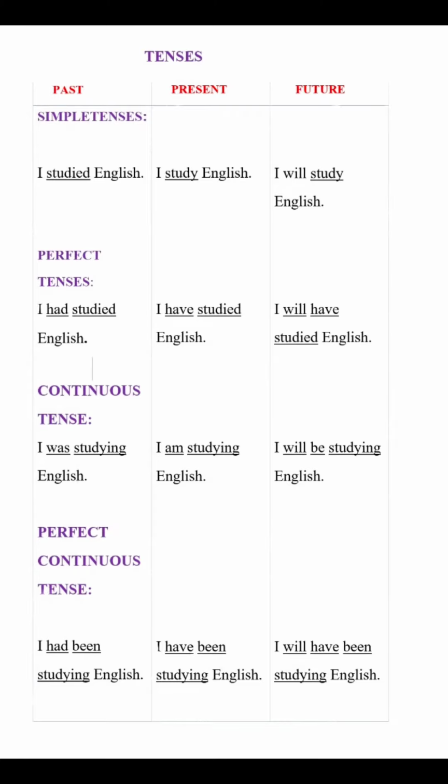Next, past continuous tense. I was studying English. Present continuous tense. I am studying English. Future continuous tense. I will be studying English. Next, past perfect continuous tense. I had been studying English. Present perfect continuous tense. I have been studying English. Future perfect continuous tense. I will have been studying English. From these examples, you can understand the 12 types of tenses.